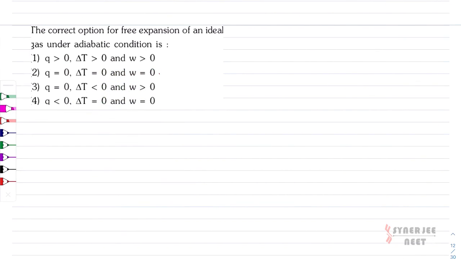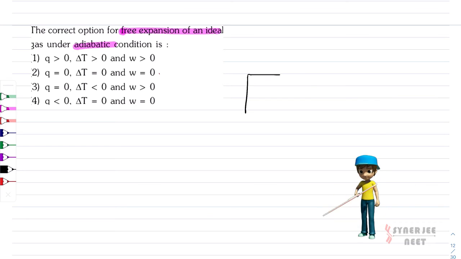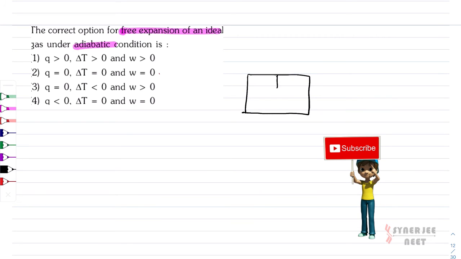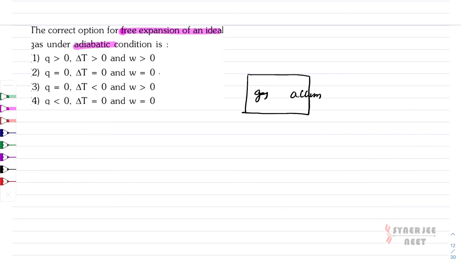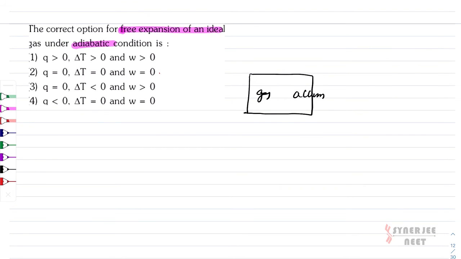Here they are asking for free expansion of ideal gas under adiabatic condition. Now in free expansion, what happens? Suppose I take a beaker and a vessel, and on one side there is a vacuum, and on the other side gas is there. Now if you open the slit here, then gas will rush out into the vacuum. It occupies the space there in the vacuum. So when it is occupying, it is expanding. Gas is expanding in that process.